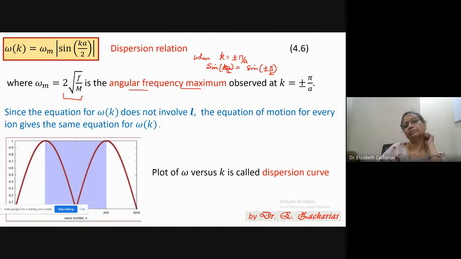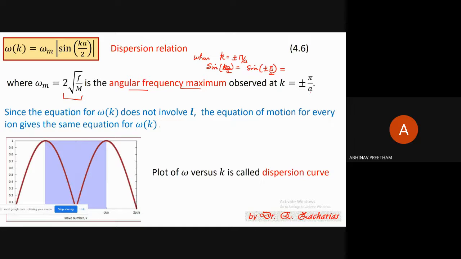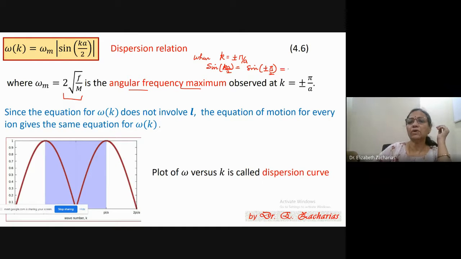What is sine pi by 2? Sine 90 degrees is 1. So it is 1. It can be plus or minus 1, but then we are talking of a modulus. Because we have put a modulus, this is going to be just 1.